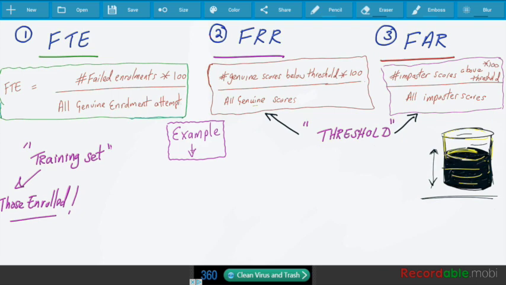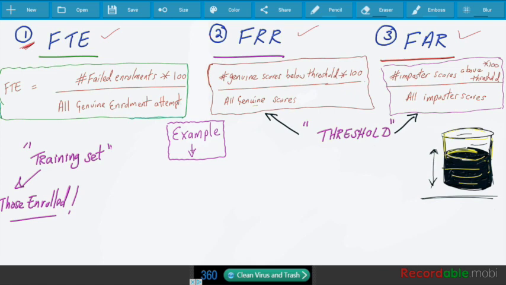Okay, we're going to move on to something slightly different here, which is the same concepts: failure to enroll rate, false rejection rate, false acceptance rate, and we're going to do some examples based on exactly what should be calculated here. Now let's look first at this failure to enroll, and the calculation formula is that the failure to enroll is essentially, you take all the genuine enrollment attempts, all attempts to enroll, and divide that into the number of failed enrollments multiplied by 100.